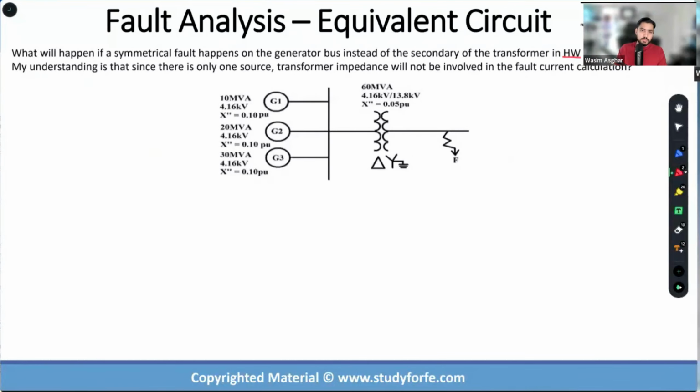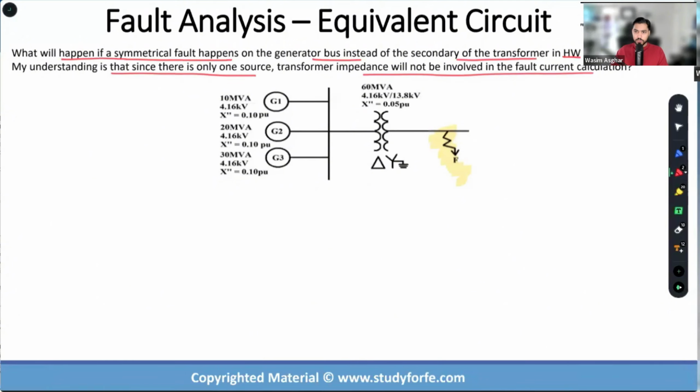The student followed up with me and said, what will happen if a symmetrical fault happens on the generator bus instead of the secondary of the transformer in homework problem number 3? My understanding is that since there is only one source, transformer impedance will not be involved in the fault current calculation. According to the original problem statement, this is how it looks, right guys? You guys remember seeing this problem in the homework assignment?